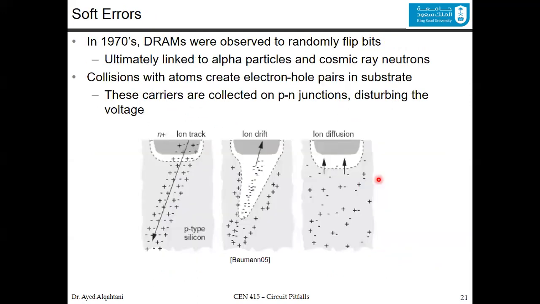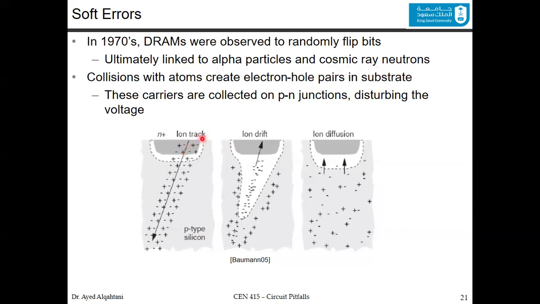Now for the soft error. In 1970, DRAMs were observed to randomly flip bits. And that's actually one of the difficult errors to solve. Sometimes the error is shown, sometimes it disappears. This is why they call them soft errors. Ultimately, it was linked to alpha particles and cosmic ray neutrons.